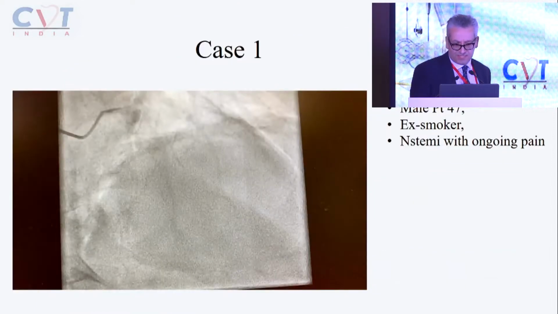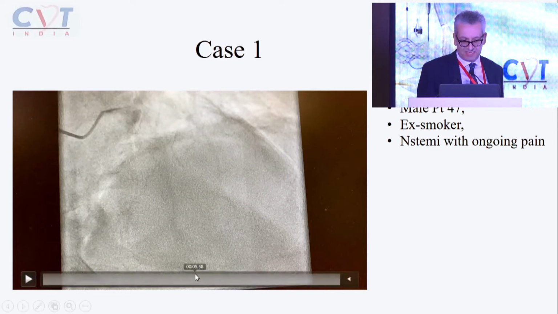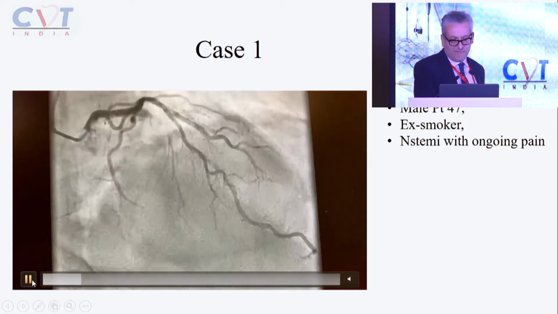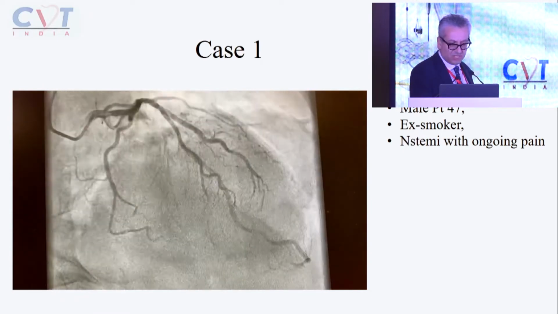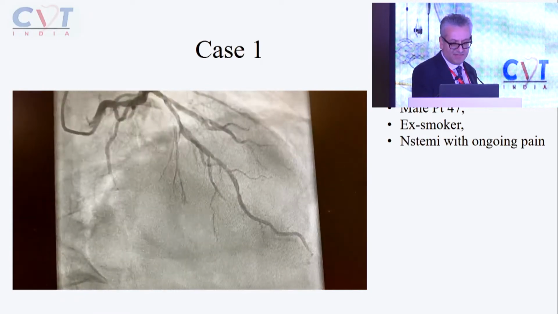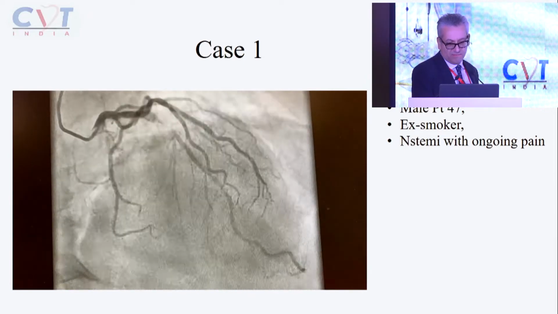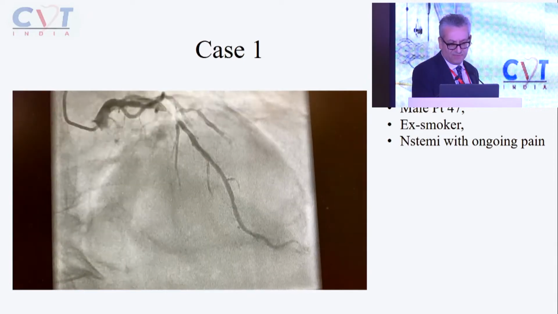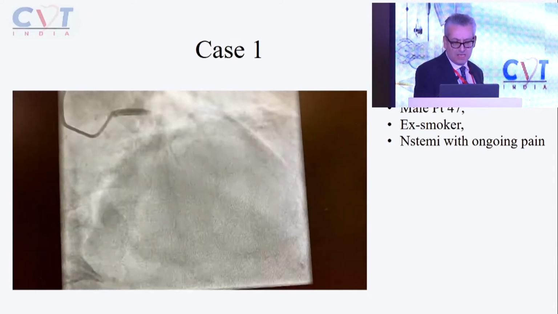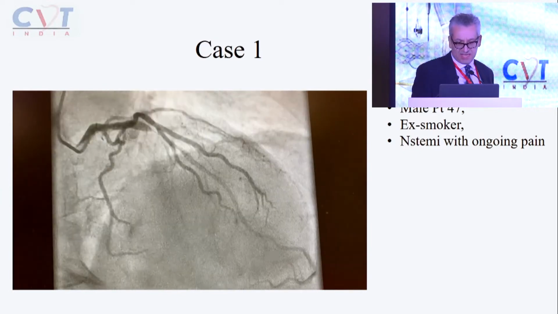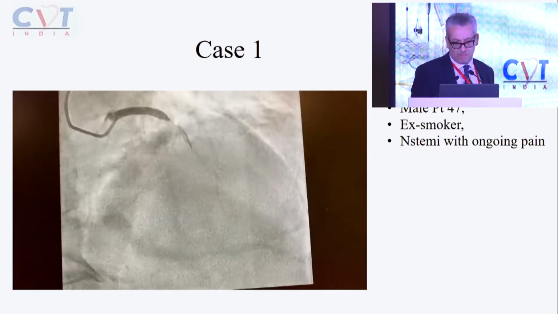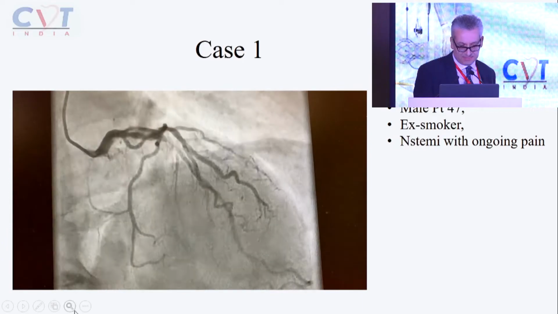So this is the first case I want to talk about. A male patient, 47, ex-smoker, who's come in with this lesion. Fairly straightforward looking lesion, not much calcium there. The bifurcation angle of the diagonals, again, relatively straightforward, a 111 Medina. I elected initially to undertake a provisional approach in this case.